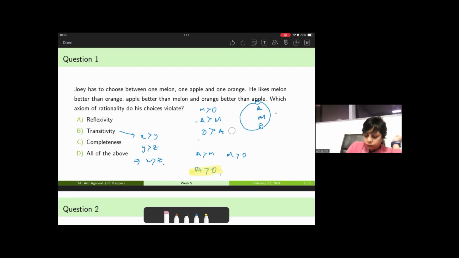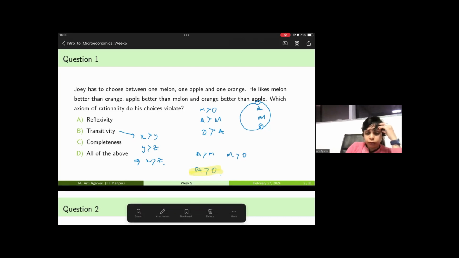Okay, I hope it is clear. If it's not clear, please let me know. Otherwise, I'll move on to the next question. Should I move on? Okay, so since nobody is answering, I'm assuming.